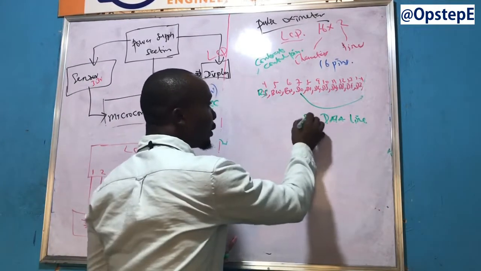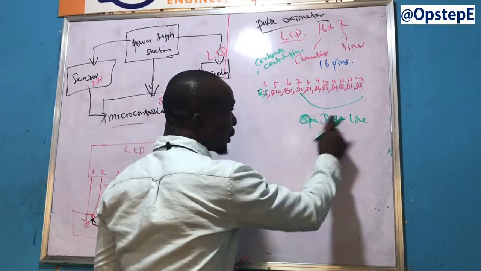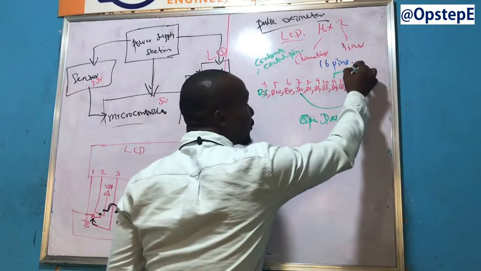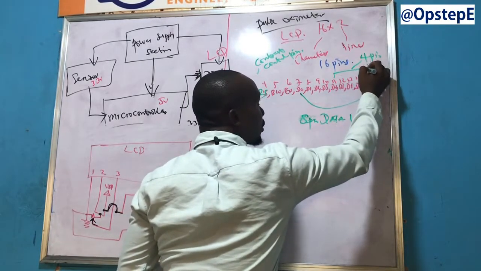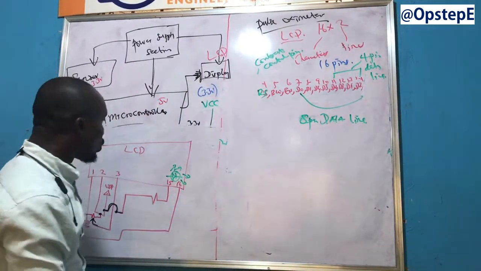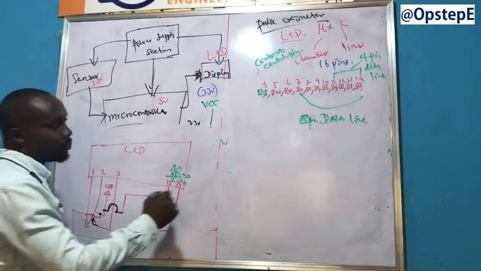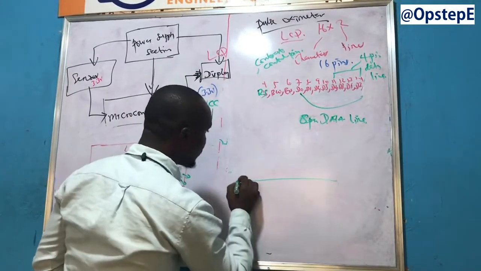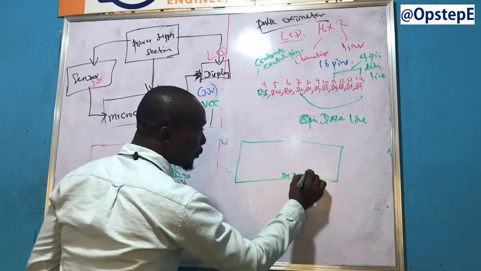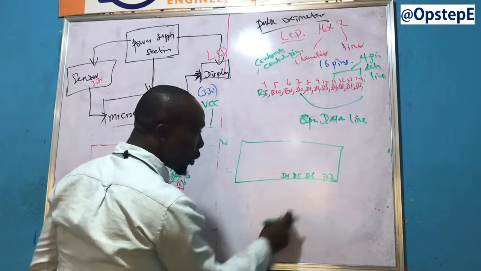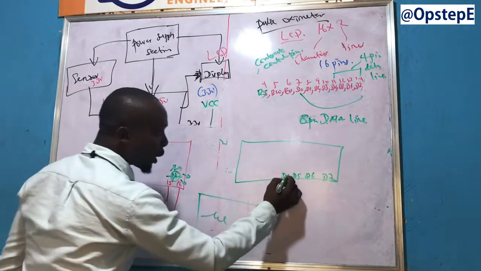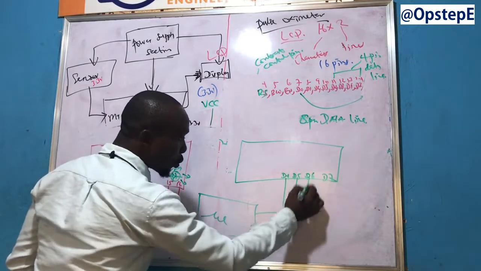Don't forget, this is the data line, this is the 8-pin data line. It now offers you 4 pins between your D4 and D7. This is going to be your 4-pin data line. And that's what we used. So if this was the LCD, between your D4, D5, D6, and D7, were connected to your controller. So if this was your controller, these pins are connected somewhere on the controller.